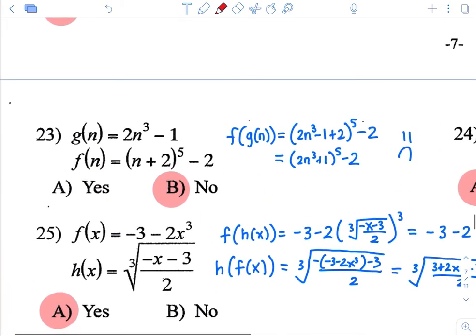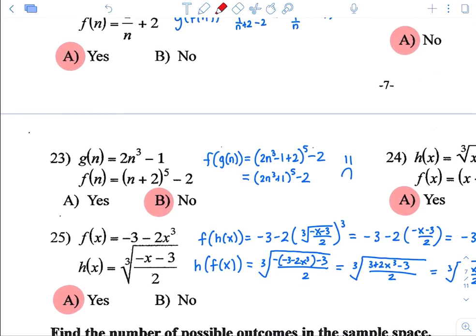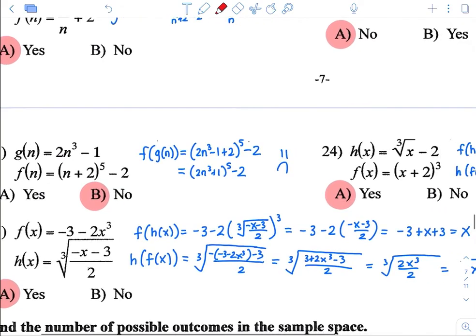23. So f of g of n, so that means I'm plugging g of n, that equation, all into that n. So as you see, I plugged it in, so I get 2n minus 3 plus 1 minus 1 plus 2 to the 5th power minus 2. But then when you simplify the middle, you just get that. And if you raise that to the 5th, that's obviously not going to equal n. So since that's not going to equal a variable, that is not going to be inverse of each other, so no.